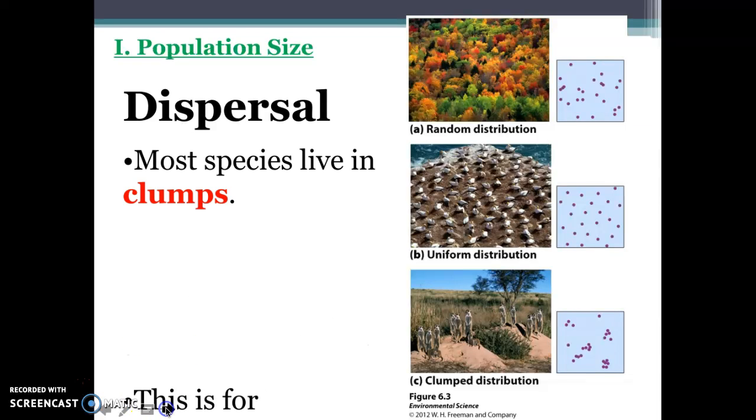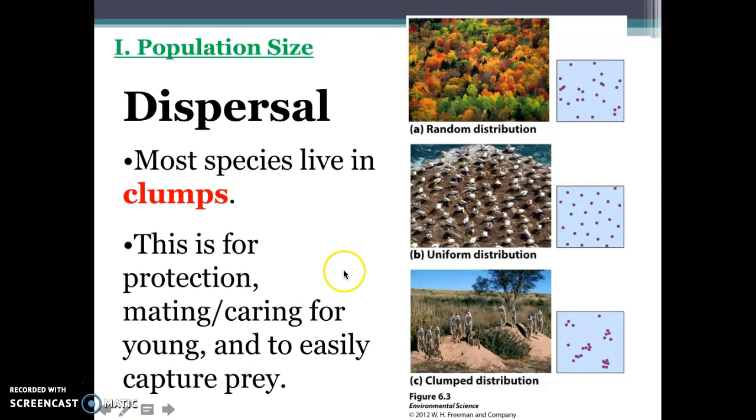Here's some information for you to write down. It's pretty much for protection from predators. It would be good to care for their young if they are living together, like family units. This middle distribution, called uniform distribution, you really don't see this that often in nature. There's usually going to be some reason why they're equally spread out. For the most part, you're going to see random, but then for the most part, you're going to see clumped distribution the most.